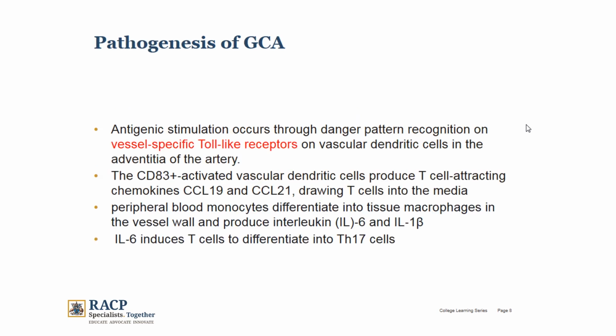The pathogenesis of giant cell arteritis begins in the adventitia of the artery with danger pattern recognition on the vessel-specific toll-like receptors of the vascular dendritic cells, which reside in the tunica adventitia of the artery. Once these are activated, they produce T-cell attracting chemokines CCL19 and CCL21, which draws T-cells into the media. Peripheral blood monocytes then differentiate into tissue macrophages and eventually form giant cells.